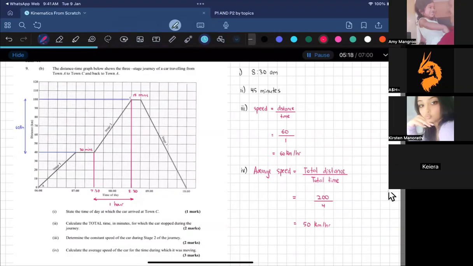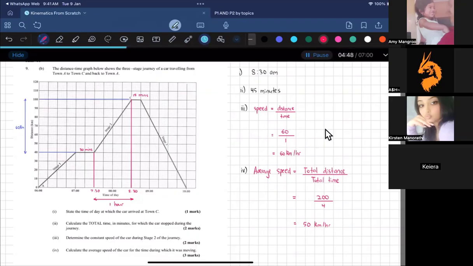Kristen, are you copying down your notes? Is there anything you didn't understand? If so, just unmute or type in the chat. Okay, good. Right, so just copy down the question in your remaining time.